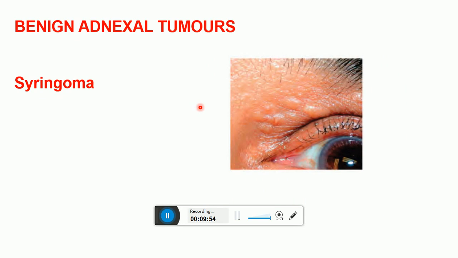So these were the pigmented lesions, benign pigmented lesions of the eyelid. Now benign adnexal tumors. The first one is syringomas. These are the syringomas. They are benign proliferations arising from eccrine sweat glands. They are characterized by small papules that are often multiple and bilateral.